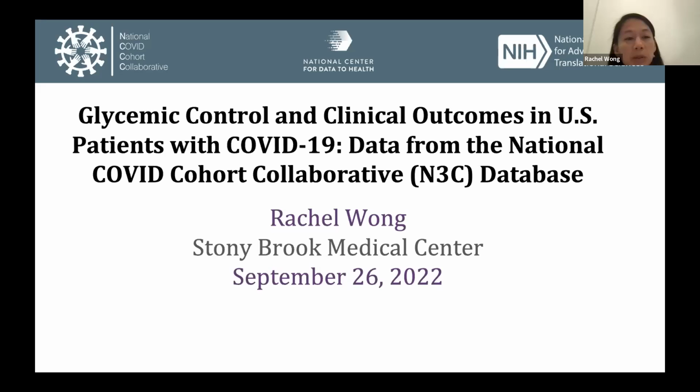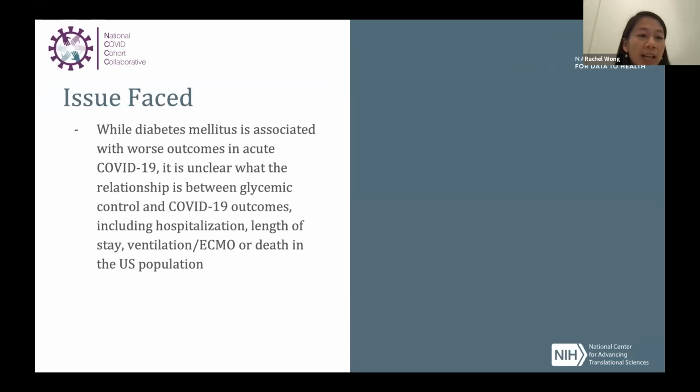So the first study that I'm going to tell you about is about glycemic control and clinical outcomes in US patients with COVID-19. So basically, what is the role of sugars in patients with diabetes, and how does it matter in COVID? The main issue we were facing was that we know diabetes is associated with worse outcomes in COVID, but the relationship between glycemic control, so the hemoglobin A1C, and COVID outcomes wasn't completely clear. The COVID outcomes we were most interested in were hospitalization, length of stay, ventilation or ECMO, and death. And this was in the US population.